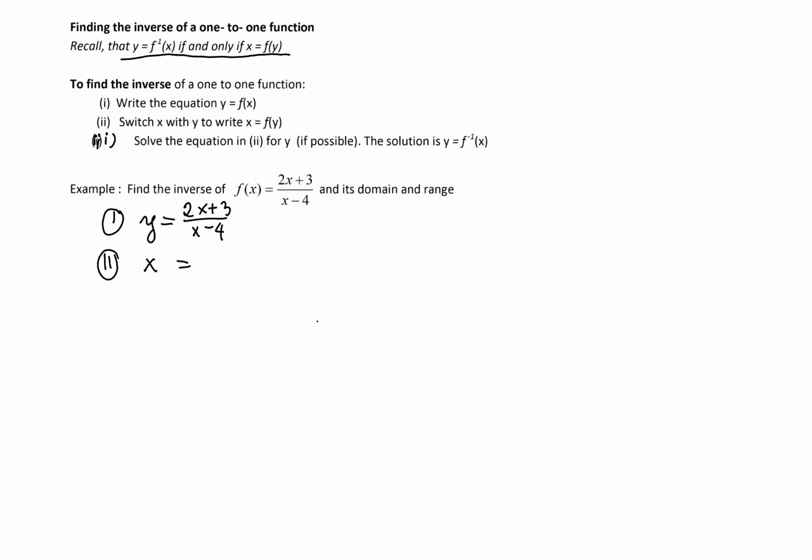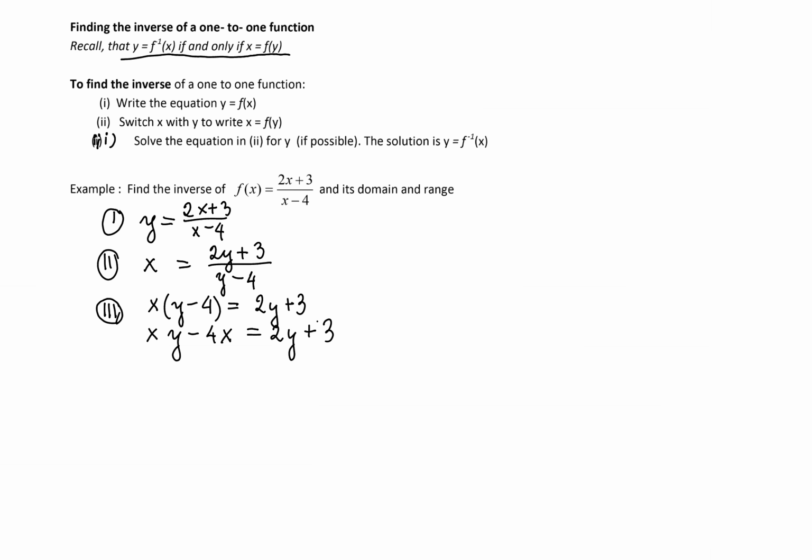So instead of y, I will write x. Instead of x, I will write y. And step number 3 is to solve the equation in 2 for y. So the first step is to multiply both sides by y minus 4 to eliminate the denominator in that equation. The second step will be to eliminate the parentheses, and therefore we'll use the distributive property.